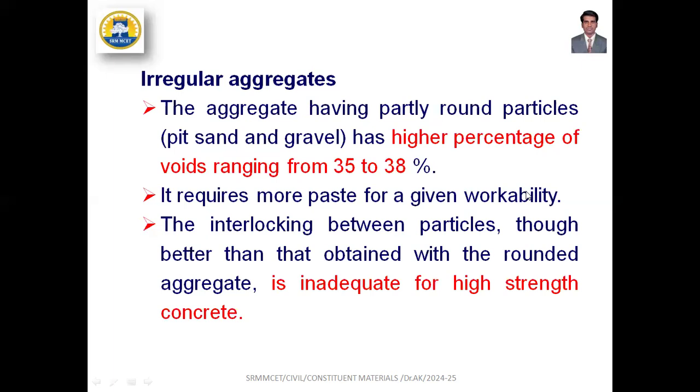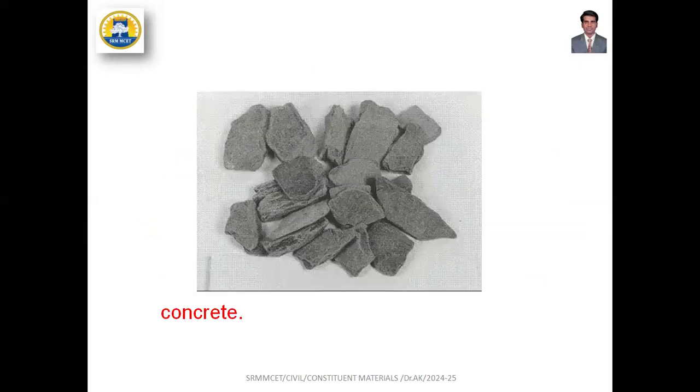The next one is irregular aggregate. In this, all the aggregates will be irregular in shape. By using irregular aggregate, we can obtain a higher percentage of voids, ranging from 35 to 38 percent. Since all the aggregates are irregular in shape, it is also inadequate for obtaining high strength concrete. This is the image for the irregular aggregate.